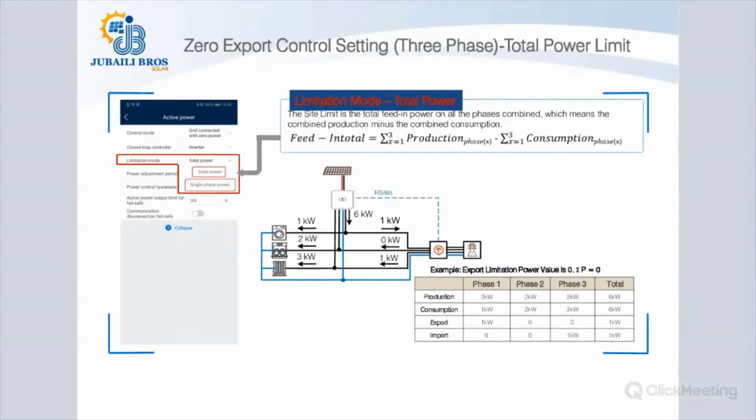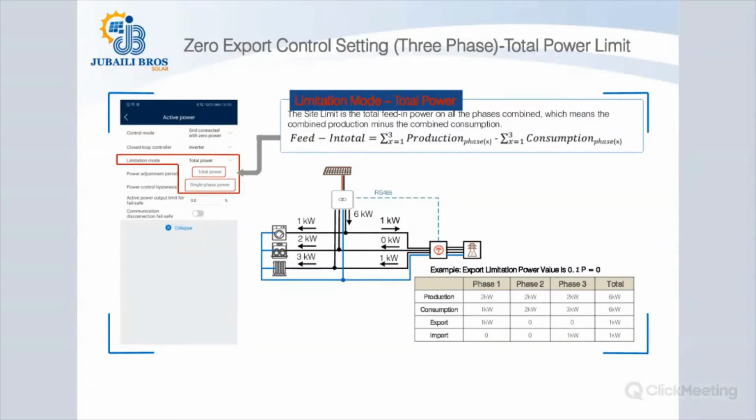If the first phase consumption is less, then the inverter will be exporting 1 kilowatt in the normal scenarios, but here it will be reduced as well because of the zero export function. So the total of the power exported will be 0.